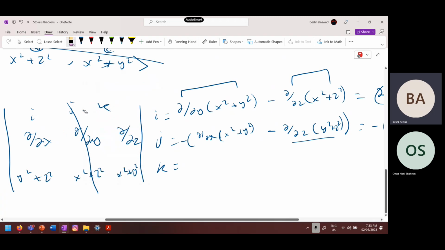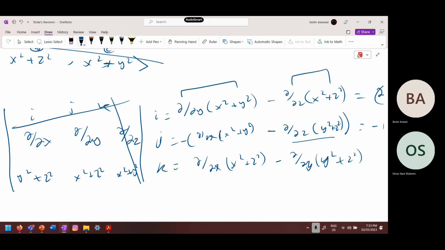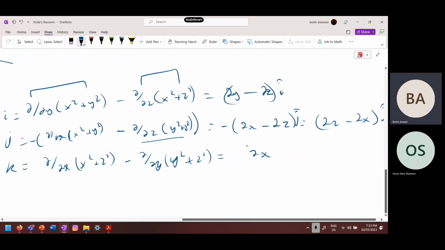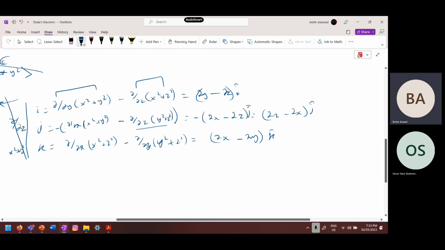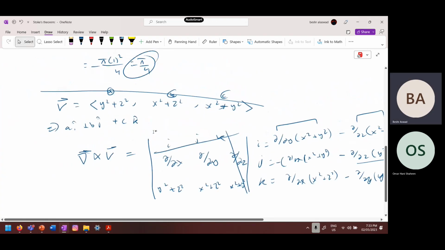Now as for the k hat, partial over partial x of x squared plus z squared, minus partial over partial y of y squared plus z squared. Okay, this gives you 2x minus 2y k hat. Now just add these together. I'm not going to because I'm too lazy, because I will rewrite it again anyways.